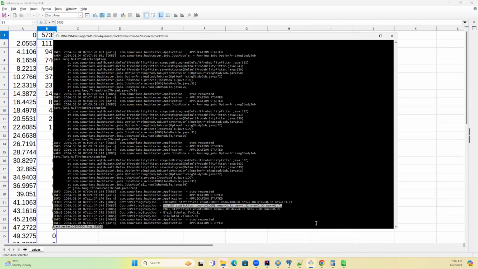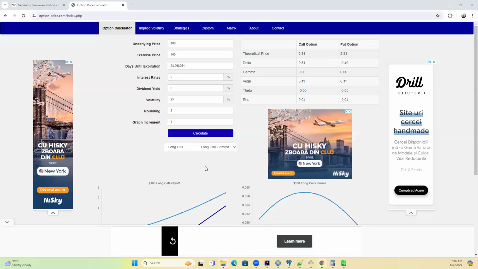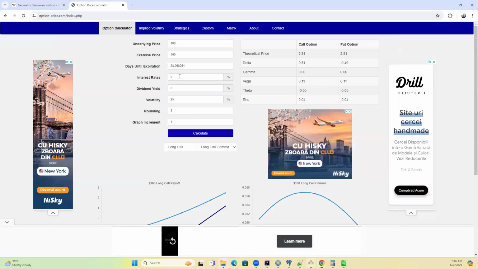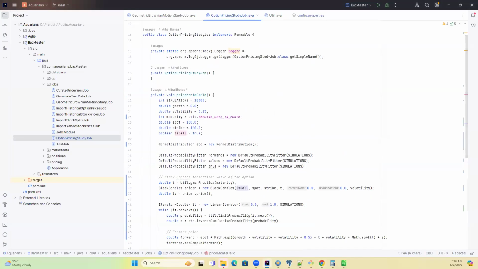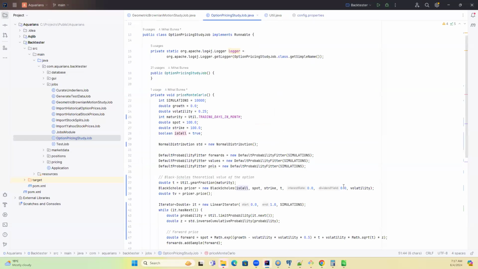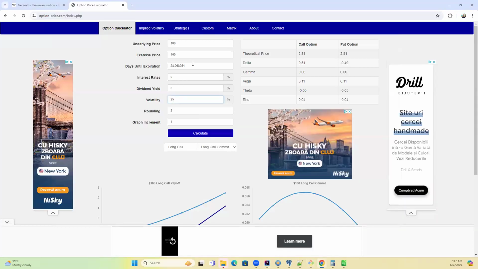And what is the Black-Scholes theoretical value? We'll get to that soon, but let's just calculate it here. The Black-Scholes value is a way of calculating it directly using a closed formula. So we are just going to input the same parameters as in the so-called Monte Carlo simulation: stock price 100, strike price 100, no interest or dividend, like we have here, 0, 0, volatility 25%.